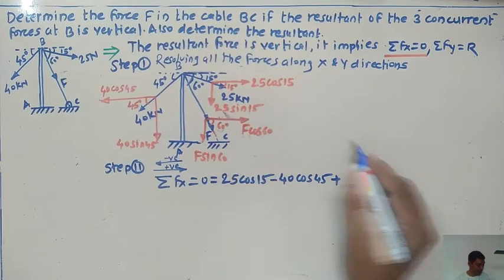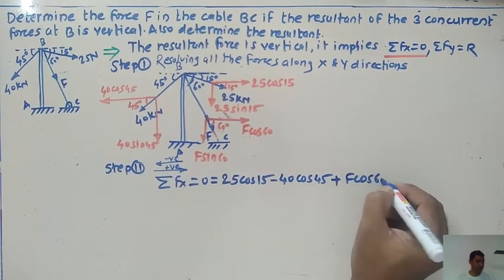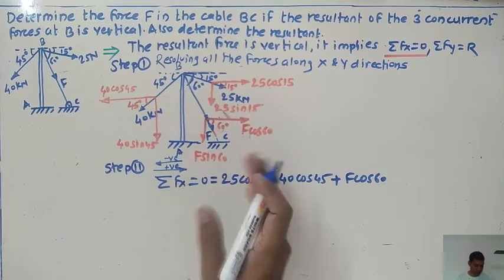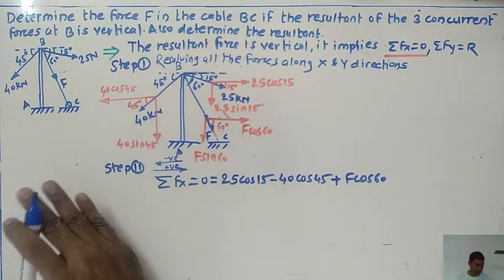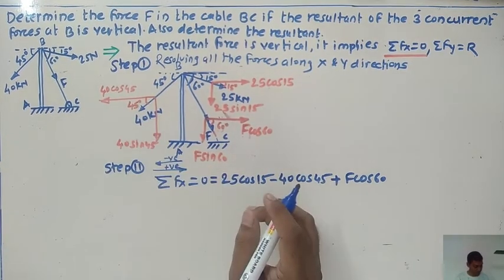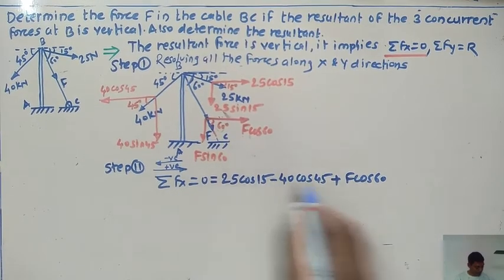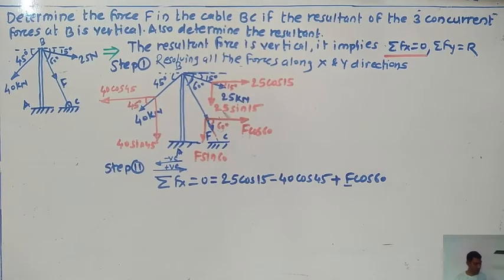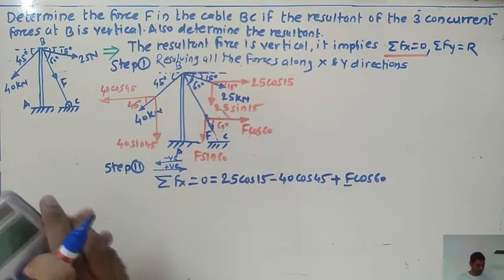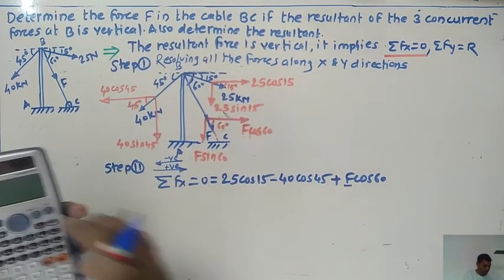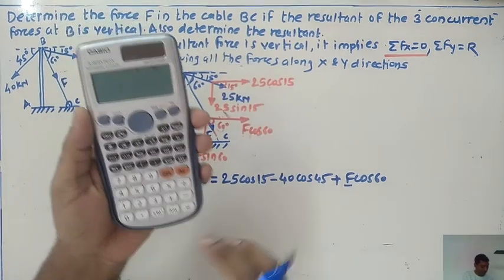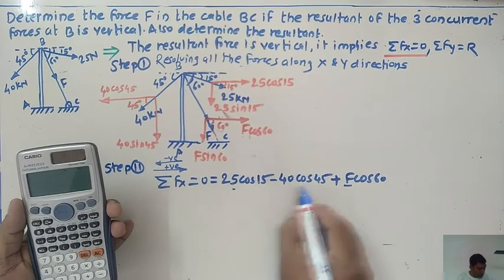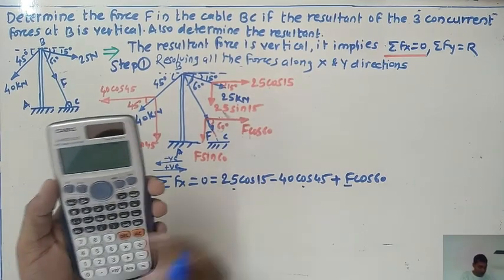Now what's about this one? F cos of 60 in this way. Now just don't mix up this problem with the previous one. Okay, that case is different one and this case is different one. So solve this and get the value for F. Now for that, just take these values, this one towards the other side. Okay, and do the calculations.